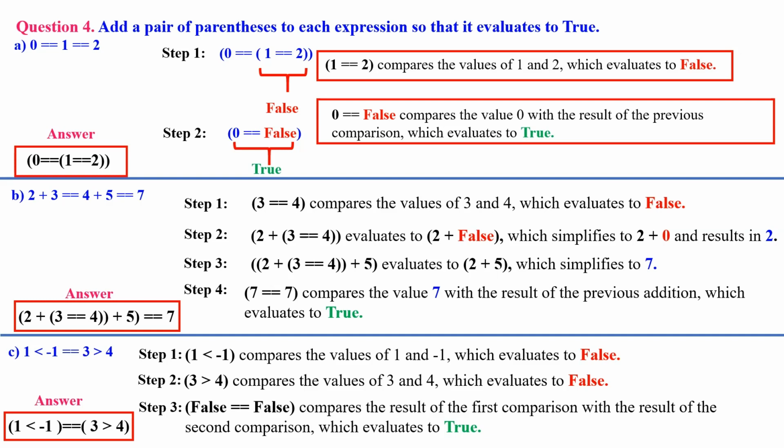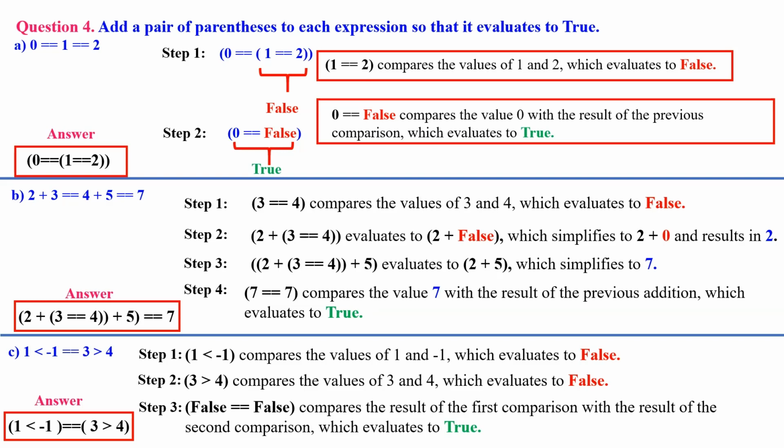Question C, 1 less than minus 1 equal to 3 greater than 4. Here's the breakdown of the expression. Step 1. 1 less than minus 1 compares the values of 1 and minus 1, which evaluates to false. Step 2. 3 greater than 4 compares the values of 3 and 4, which evaluates to false.